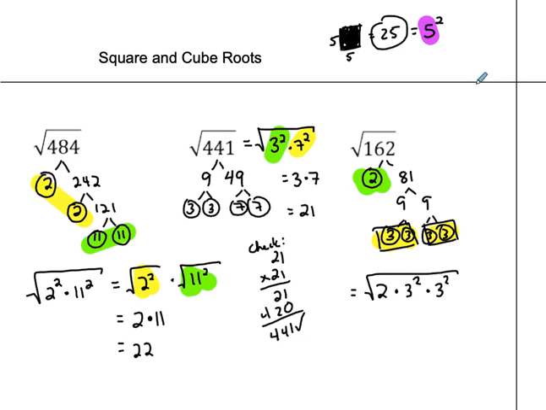So the base here of 3 squared, the square root of 3 squared is 3. And the square root of this 3 squared is also 3. But here I've got a little bit of a problem. Let's take a look at this.